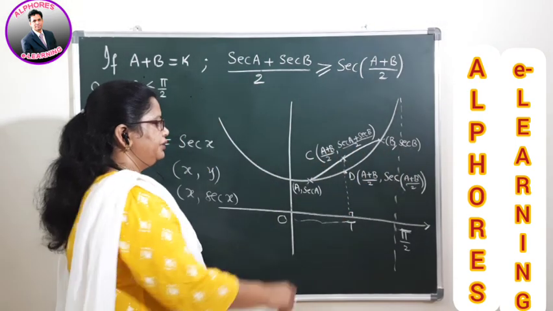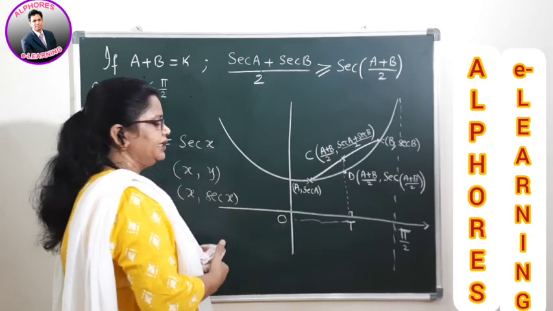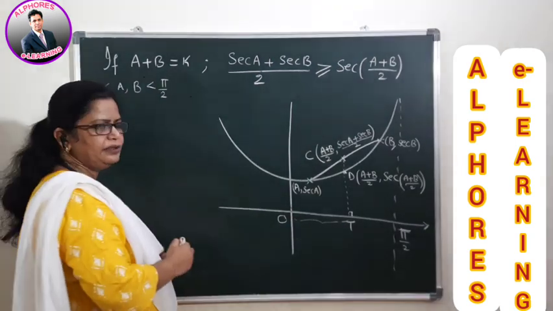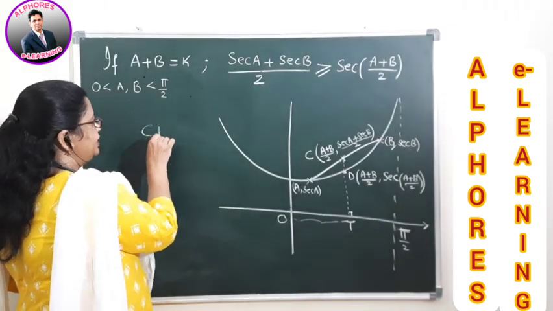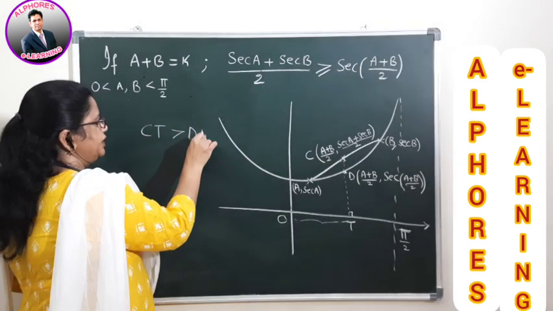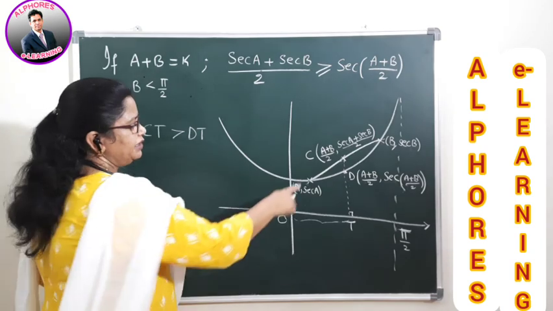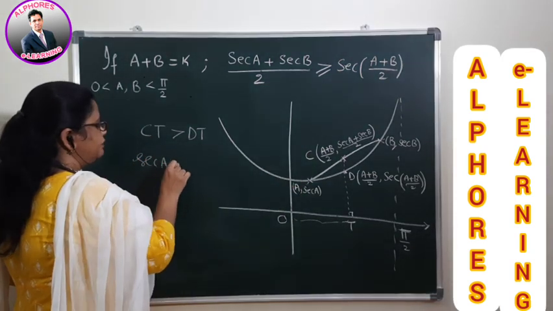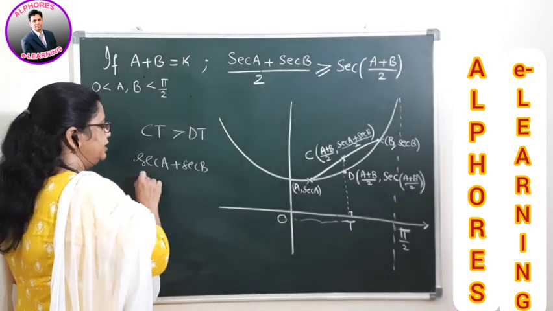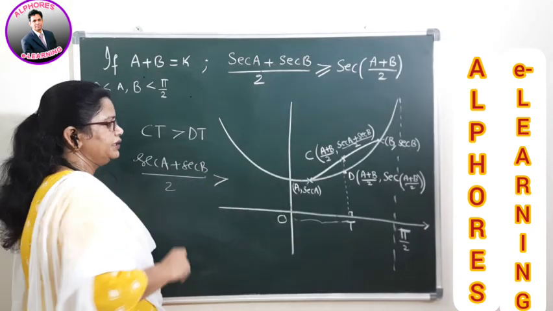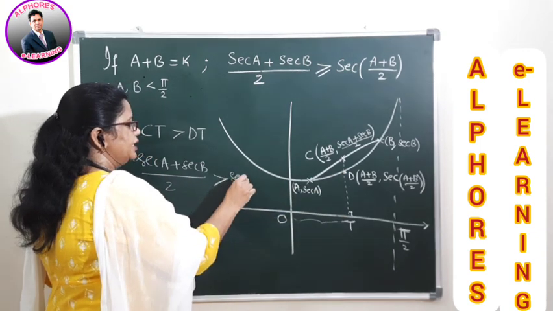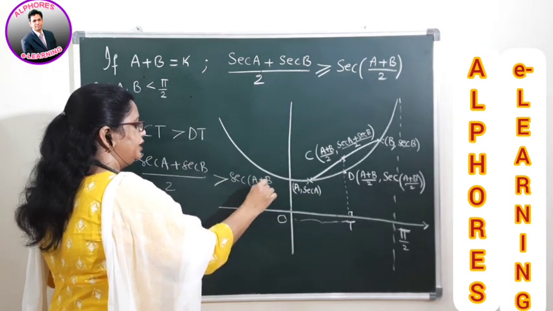Now if you observe these ordinates CT and DT, then you get that the CT value is greater than how much? DT. What is the CT value here? It is nothing but secant A plus secant B divided by 2. The ordinate value only we are comparing, and it is greater than DT. What is the DT value here? The ordinate is secant of A plus B divided by 2.